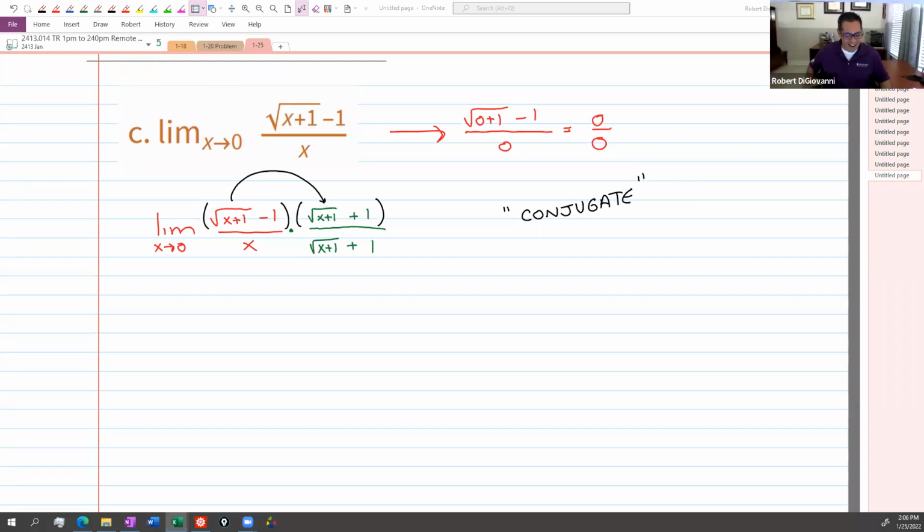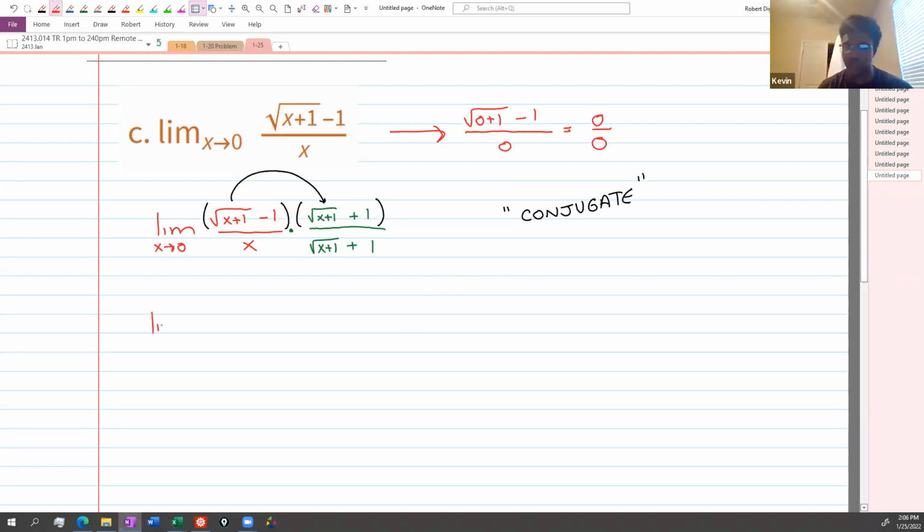Okay, all right. So when you take root x plus 1 times root x plus 1, what happens? You get the root squared. That's right. And when you square the root, what happens? It becomes x plus 1, just x plus 1, right? The roots go away and you just get x plus 1.